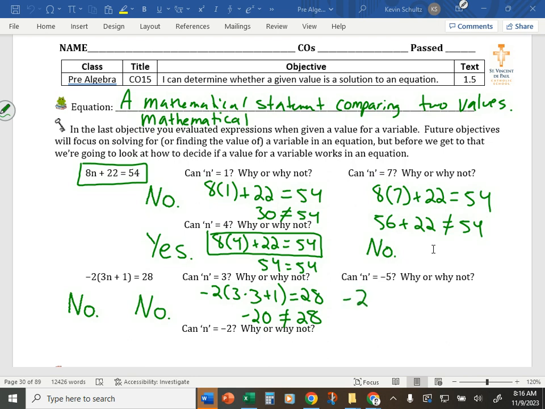Can n be -5? Let's test it out. If we plug in -5 for n, we have 3 times -5 plus 1. We want to figure out, does that equal 28? Again, we're going to start with those parentheses. Multiply 3 by negative 5, which is negative 15. And then adding 1 to negative 15 gives us what? Negative 14. So in our parentheses, we end up with negative 14 here, because 3 times negative 5 is negative 15, plus 1 is negative 14. And now, when we multiply negative 2 by negative 14, what do we get?